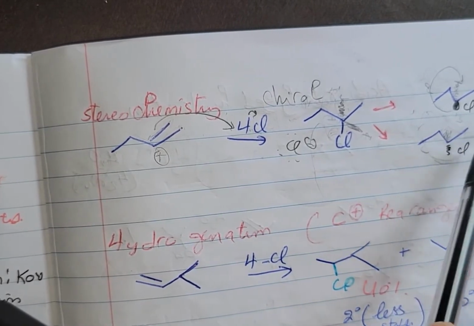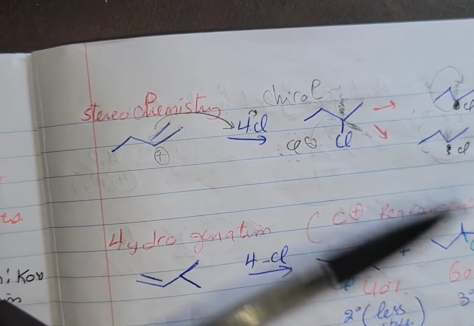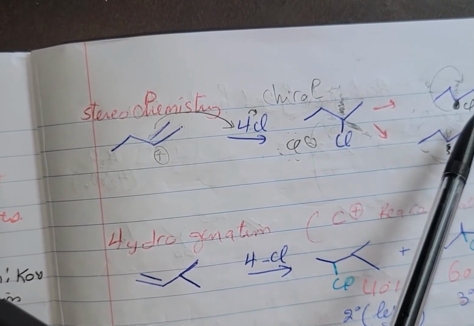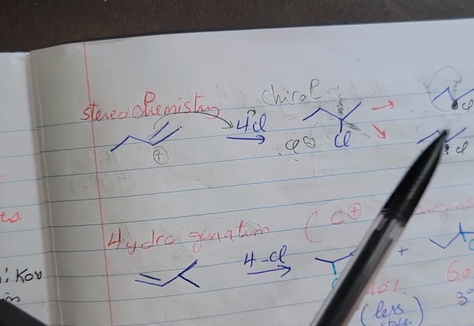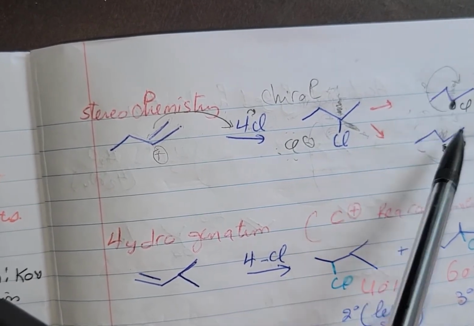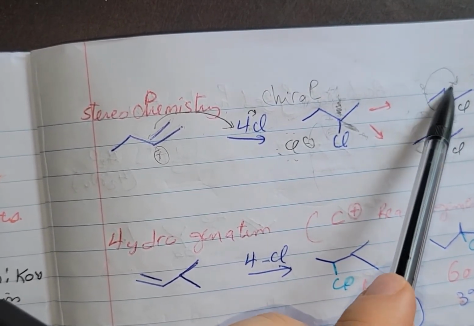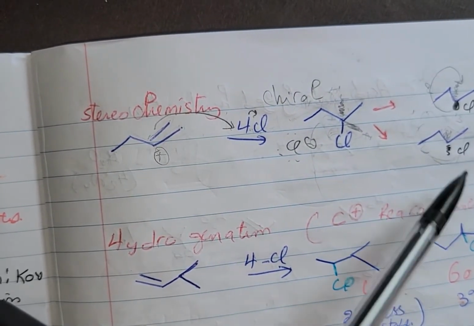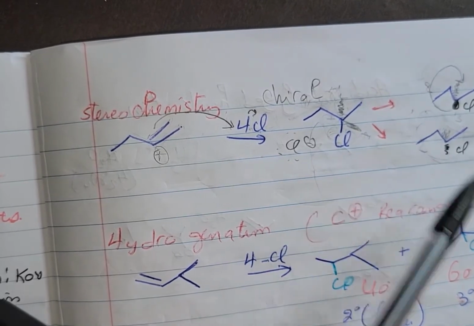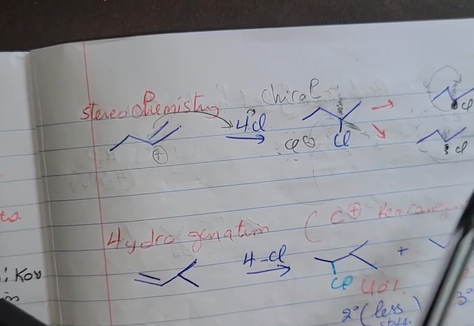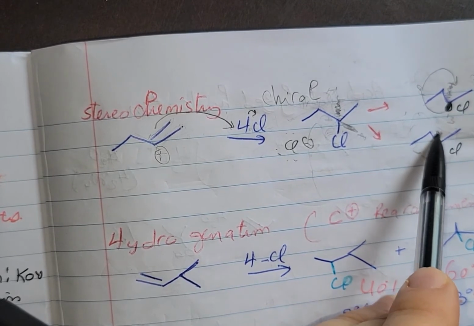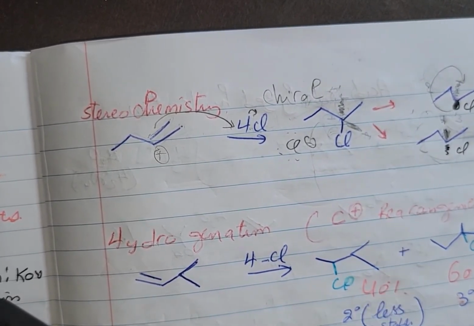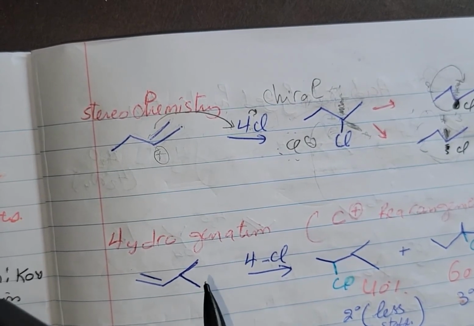So if it attacks from this side, from the front of the page, it will be an R configuration, since the priority is for chlorine going this way, and the hydrogen is in the back, so it won't affect the configuration. And if it attacks from behind, from the back of the page, we have the S configuration, because the hydrogen here will be in the front of the page. So this is the hydrohalogenation. Thank you.